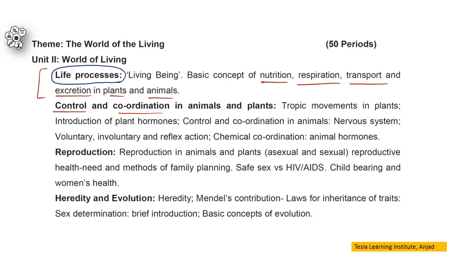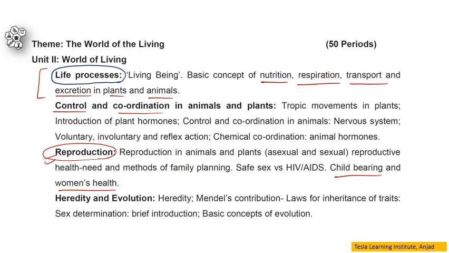The third one is reproduction, in which we learn how living beings reproduce, both animals and plants, the different ways of reproduction, and how important it is to learn about these things. It also involves a few social aspects, which are childbearing and women's health.